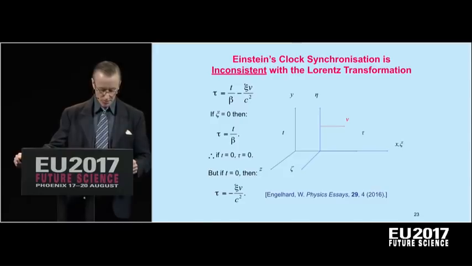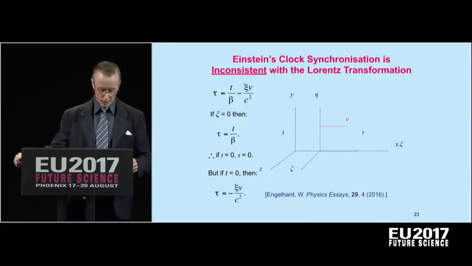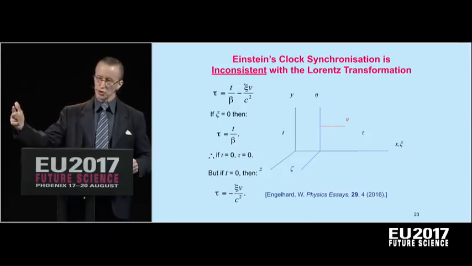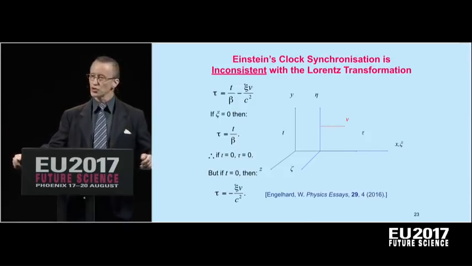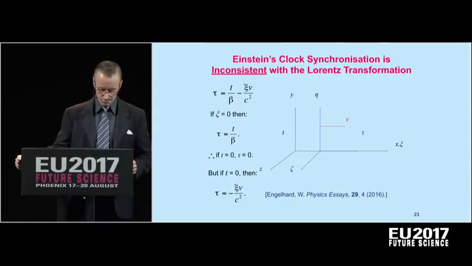And if t equals 0, tau equals 0. So in other words, tau is equal to t over beta when z is 0, because if you look at the top equation, set z equal to 0, you get tau is equal to t over beta. And then if t is 0, tau is 0. So if you've got z equals 0, then you're going to have t equals 0 and tau equals 0. That's what Einstein wants to do. He wants to make sure that the two origins coincide at the time t equals 0 as they go past one another.